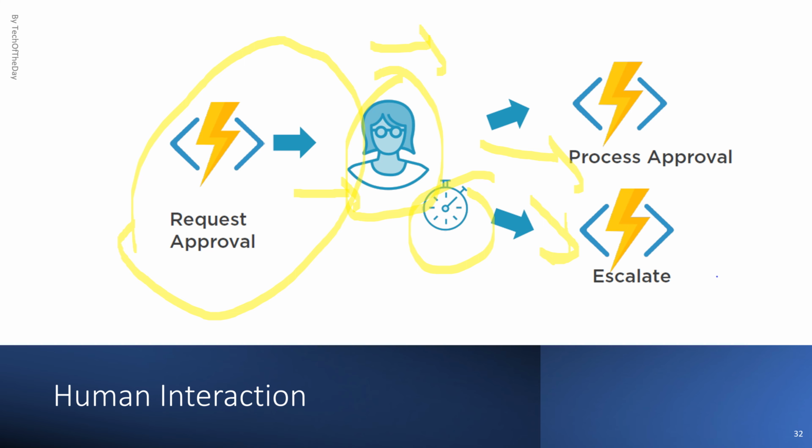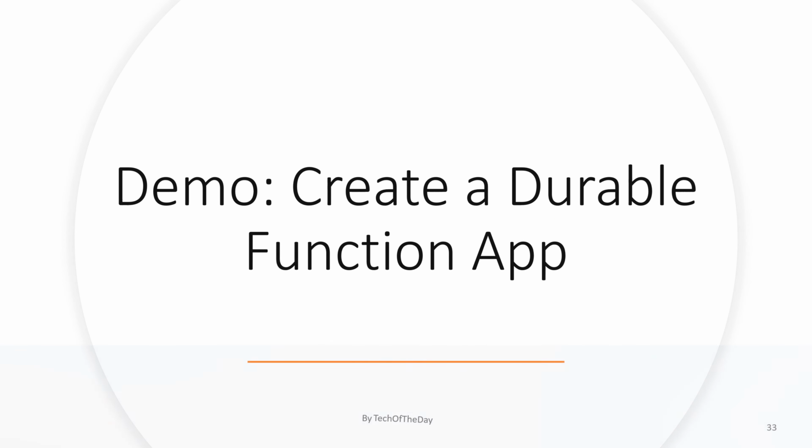Then let's create a durable functions workflow using Visual Studio. I will start by creating a new Azure C# function, and I will select the function app project type and call it durable function app. Let's go to Visual Studio Code.